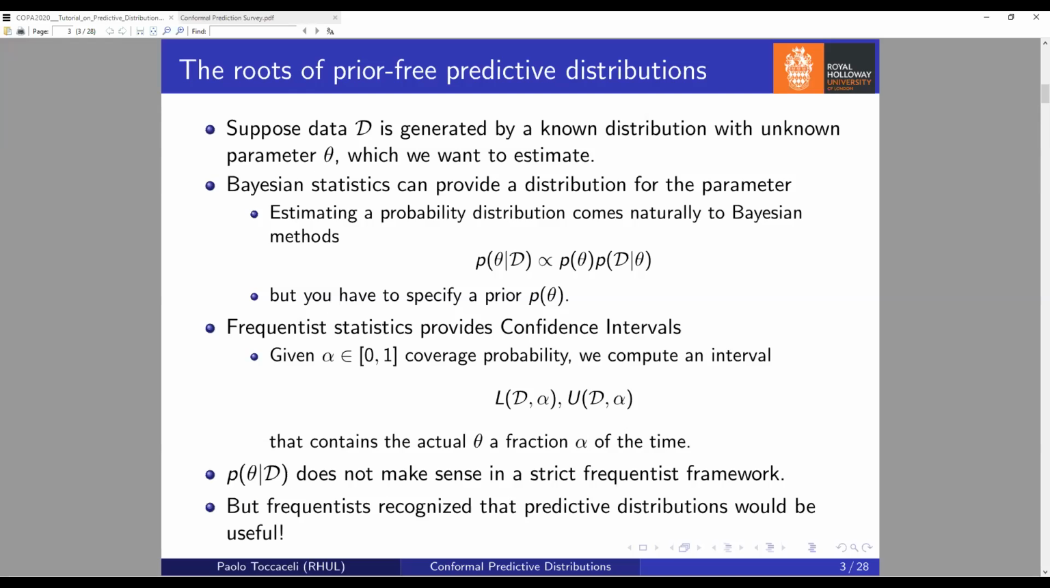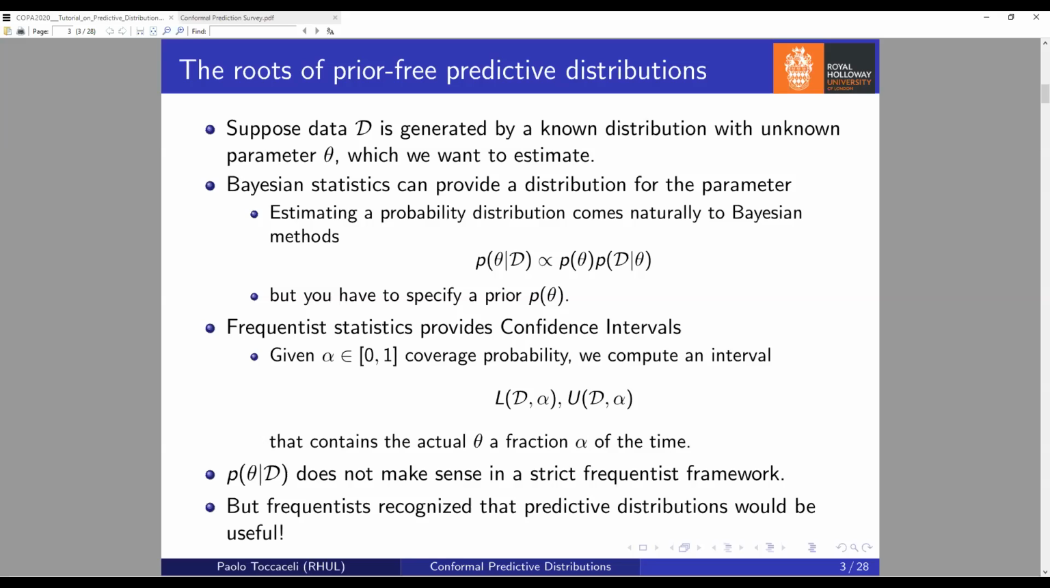So let me start by giving some sort of a historical context. Statisticians started investigating a similar problem, not exactly the one that we are addressing with predictive distribution. And the problem was one of parametric inference. So suppose we have data D generated by a known distribution with a known parameter theta, which we want to estimate. Bayesian statistics very naturally can estimate a probability distribution for the parameter. And they do so by applying fundamentally Bayes' theorem, as you see in the slide. But the problem with that is that you have to specify a prior distribution for the parameter.